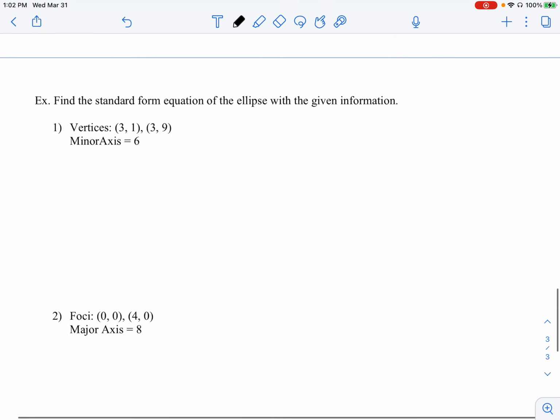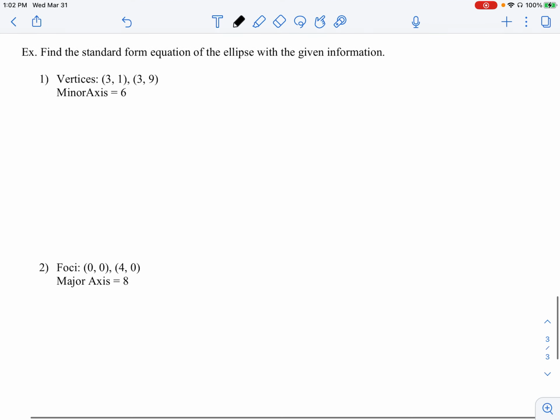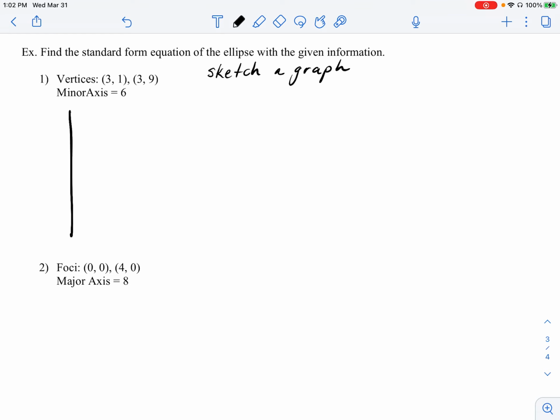The final type of problem that I want to do in this lesson is to talk about how to find the standard form equation of an ellipse, just given some information about it. And as I always recommend with these types of problems, it's nice to just sketch a graph. Don't worry about making it super detailed, but just to kind of visually see what's going on here.